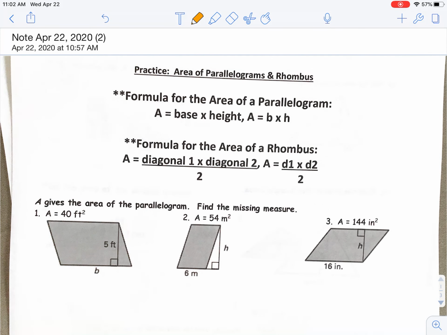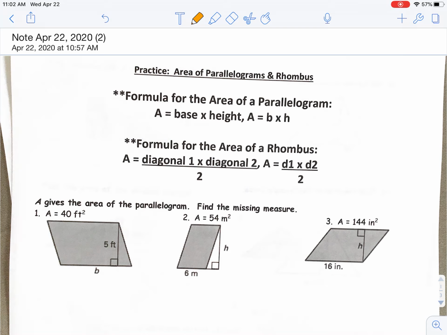Hi guys, so today you're going to be working on practicing the area of parallelograms and rhombuses. And these are different, we haven't seen these before, so this will be new for you. So let me explain how to do it. The formulas are pretty simple.